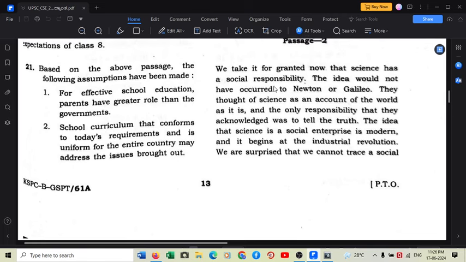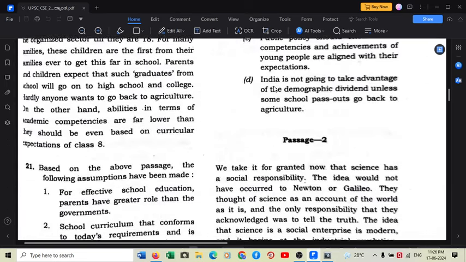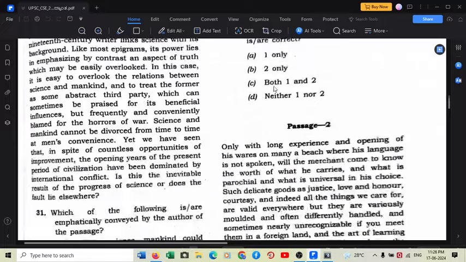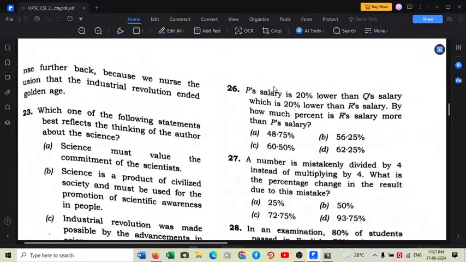We are surprised that we cannot trace a social enterprise further back, because we nursed the confusion that the Industrial Revolution ended the golden age. Okay, let us look at the question.